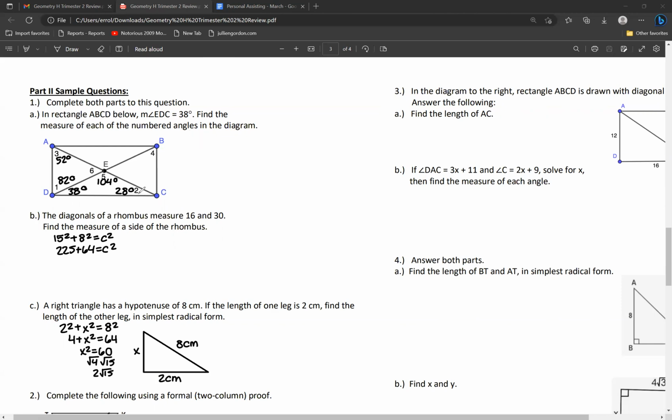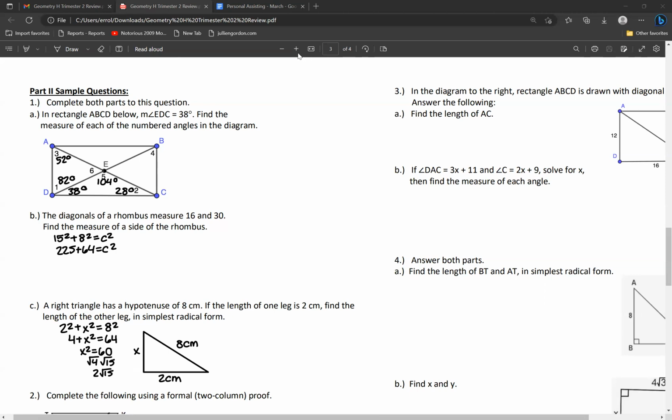Okay, so how do you know this is 28? How do you know this is 104? How do you know this is 82? How do you know this is 52? And what's six? All right, start. Tell me how you figured out one of those.